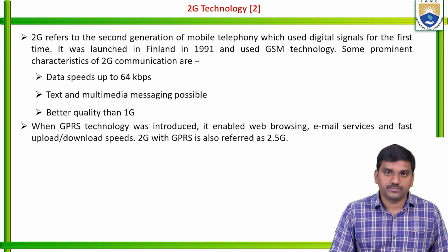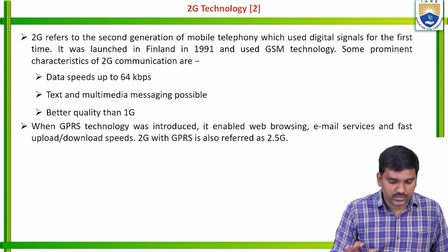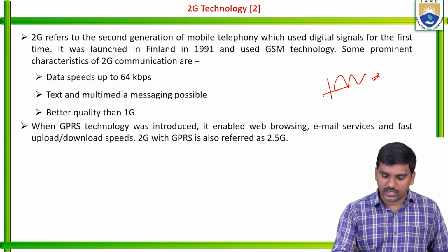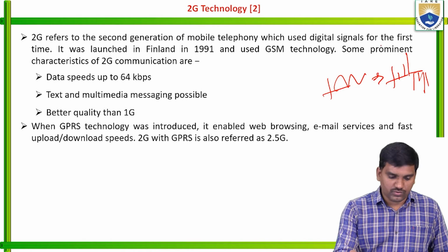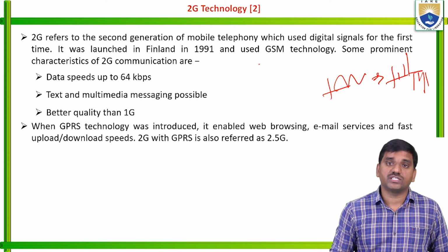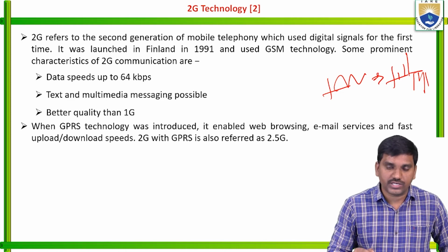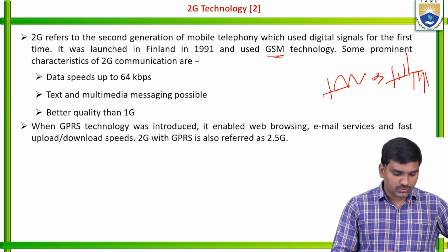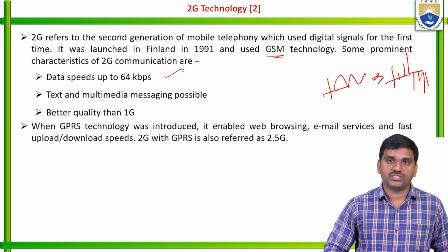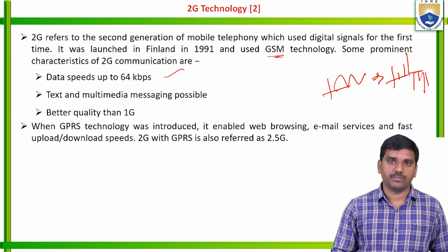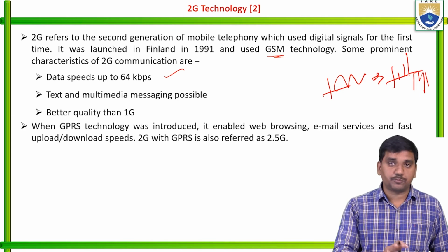Next is 2G. Second generation mobile telephony which uses digital signals. So the analog signals can be transformed into digital signals. It was first launched in Finland in 1991 using GSM technology, Global System for Mobile Communication. Some prominent characteristics of 2G: data speed up to 64 kbps. So from 2.4 kbps to 64 kbps, we improved in speed first.